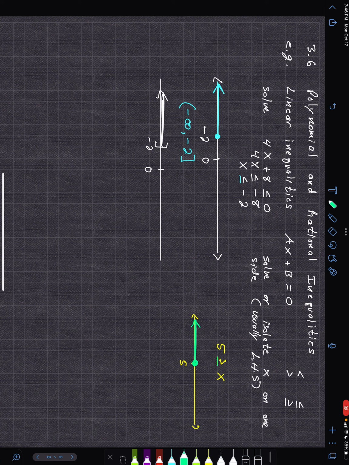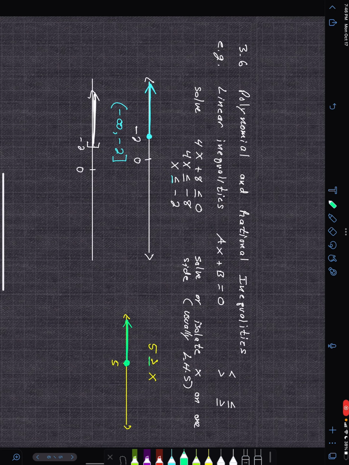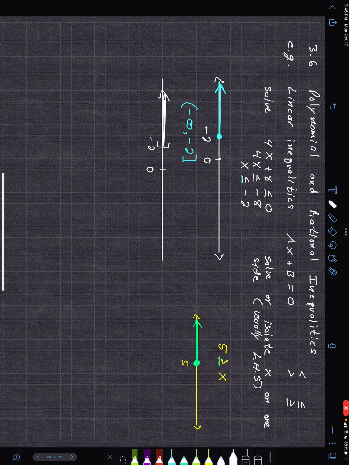So what we will do in the long run is we will choose a test value. And that test value we will choose, let's actually choose 0. So if you choose 0, then you say 5 is greater than or equal to 0 is true. So you shade that direction.